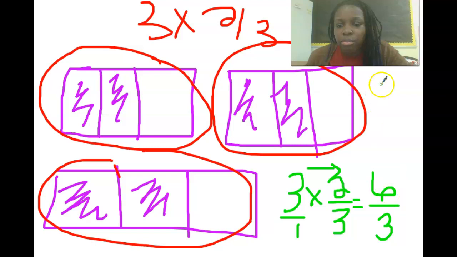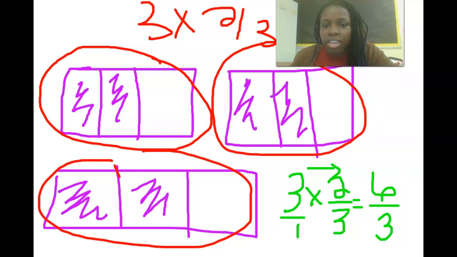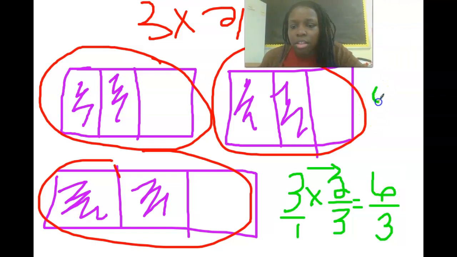6/3 is improper, right? So we got to change that back to a mixed number. So let's look here. We're going to be working on this today as well. So 6/3, I have to take a whole out, right? So let's take a whole. 3/3, that's 1. But then we have 3/3 left over, right? So I know 3/3 is a whole though. So instead of saying 3/3, that's another whole. So 1 plus 1 equals 2.